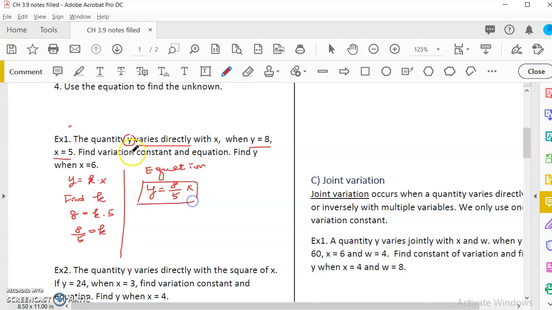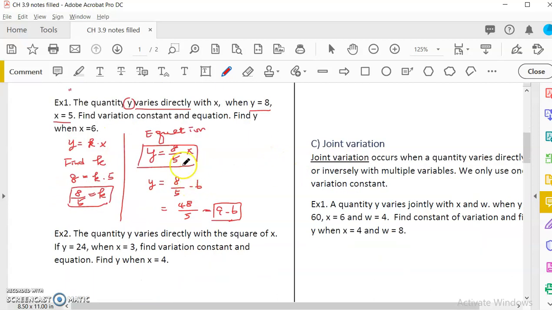So first, find the variation constant using one x and y. Then find the equation. The third thing is to find y when x is equal to 6. So if x is equal to 6, you just use the equation times 6 and you get the answer: 48 over 5, which equals 9.6. So that is the answer. Basically, if y and x vary directly, you write y equals kx and then you can find the equation.